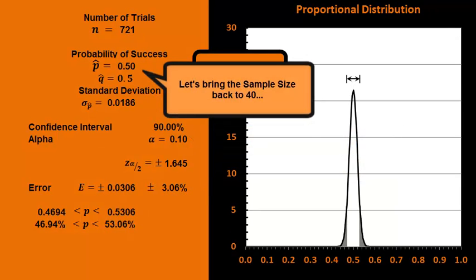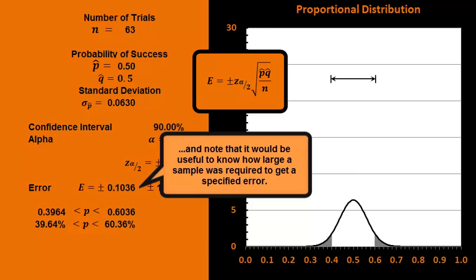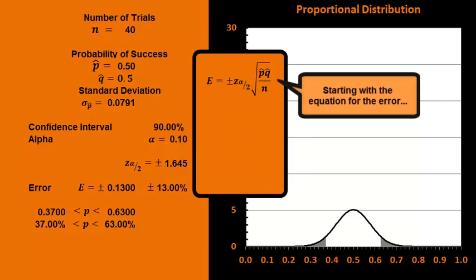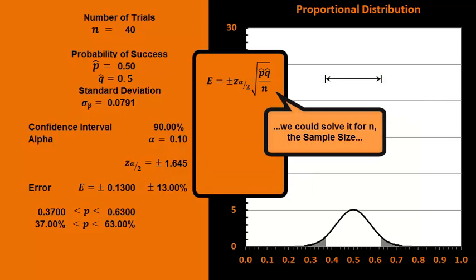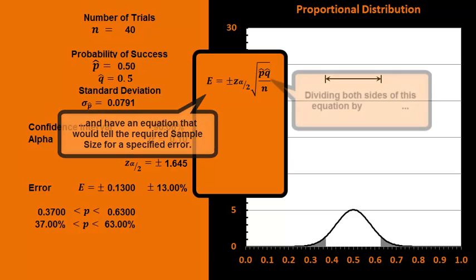Let's bring the sample size back to 40. And note that it would be useful to know how large a sample was required to get a specified error. Starting with the equation for the error, we could solve it for n, the sample size, and have an equation that would tell the required sample size for a specified error.